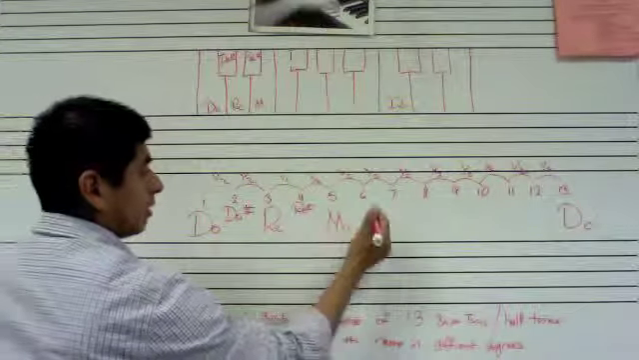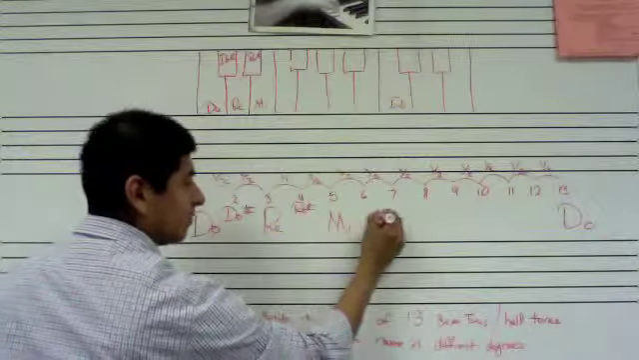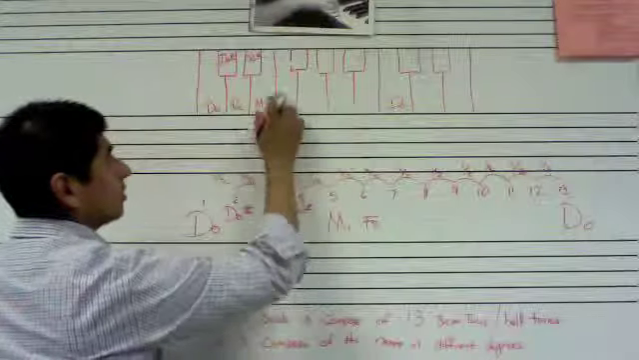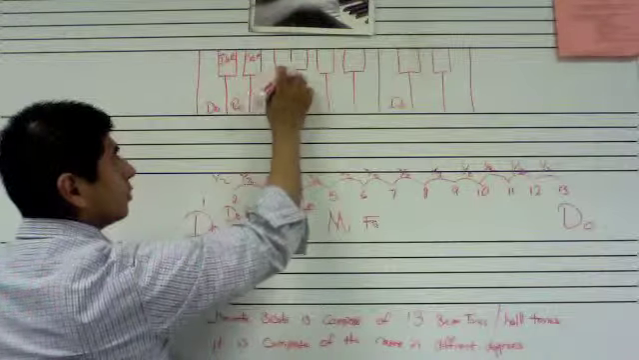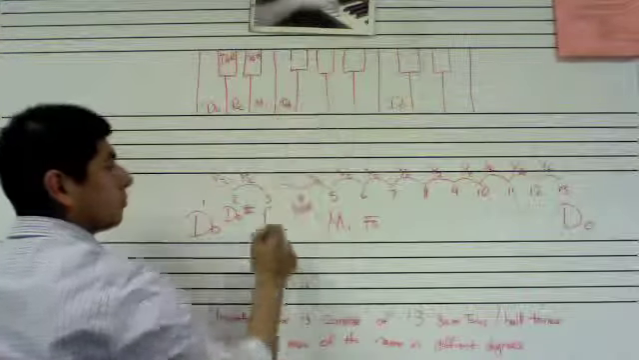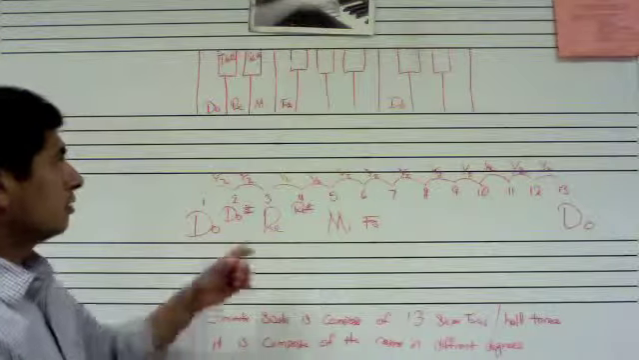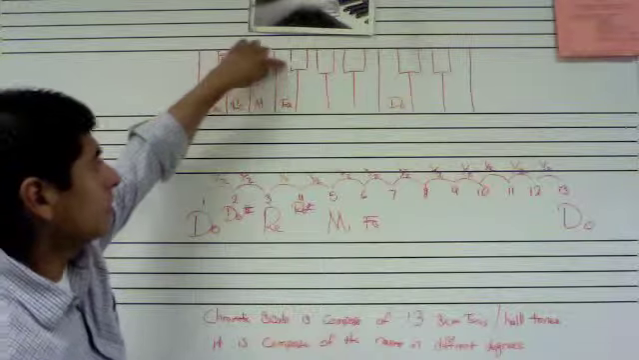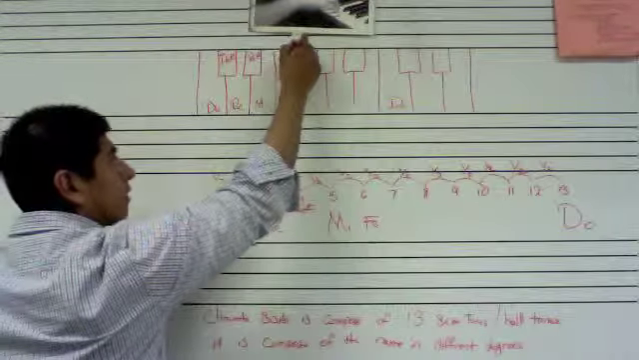So between mi and the sixth note is fa, and as we can see, there are no sharps, no flats. There are no black keys in between, so it's just going to be fa. Then we move on to the half tone, which is going to be fa sostenido.